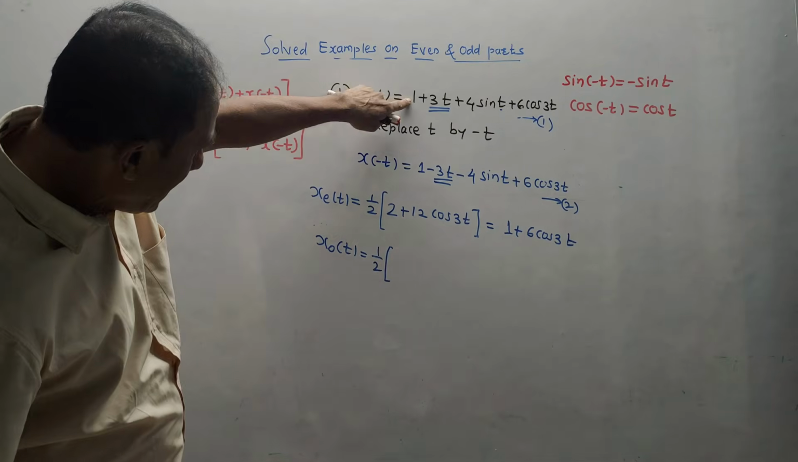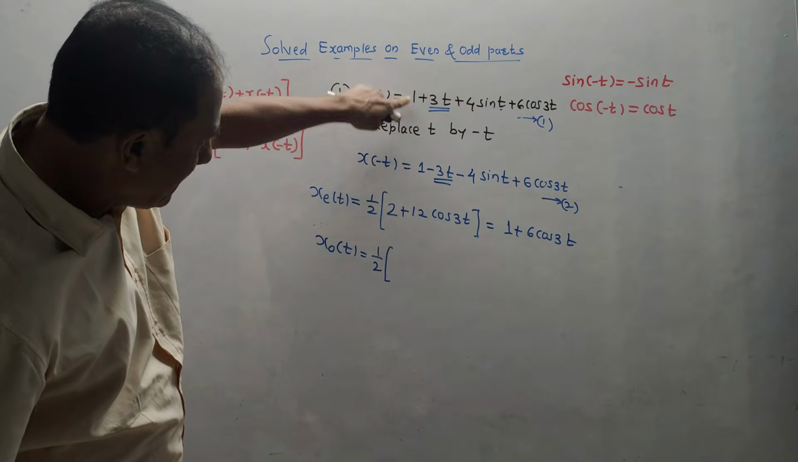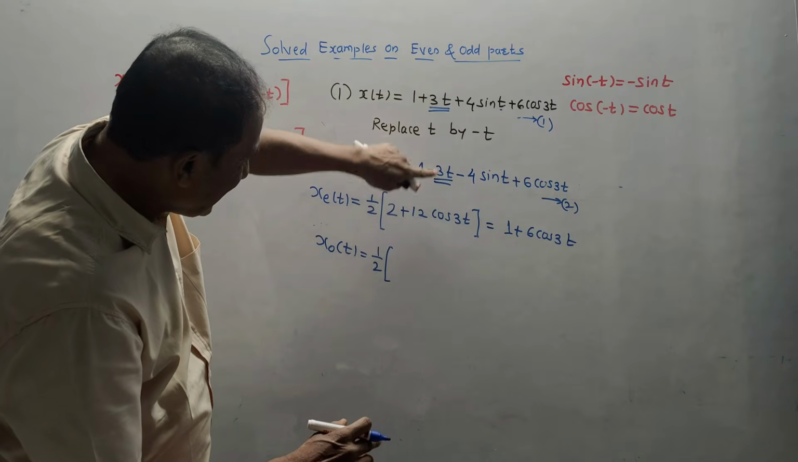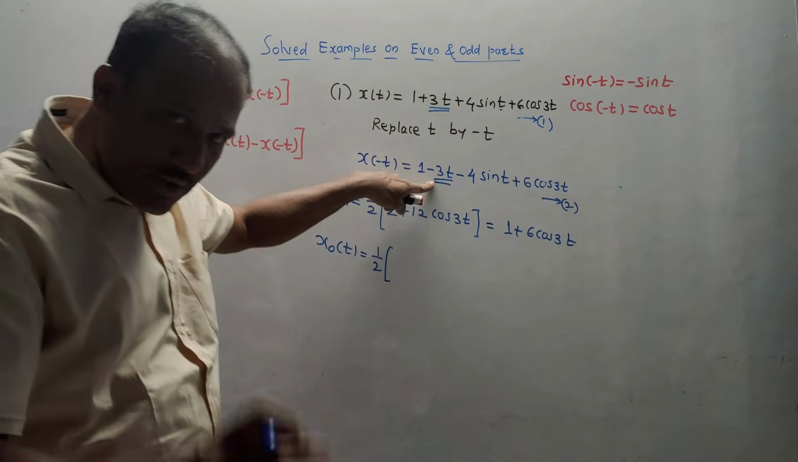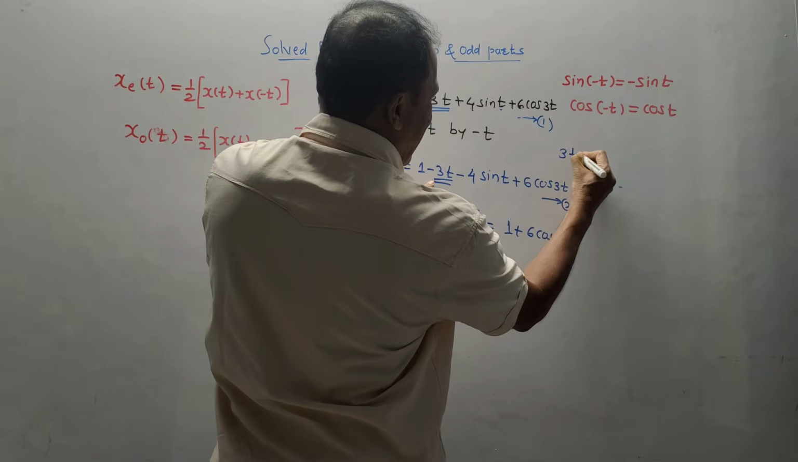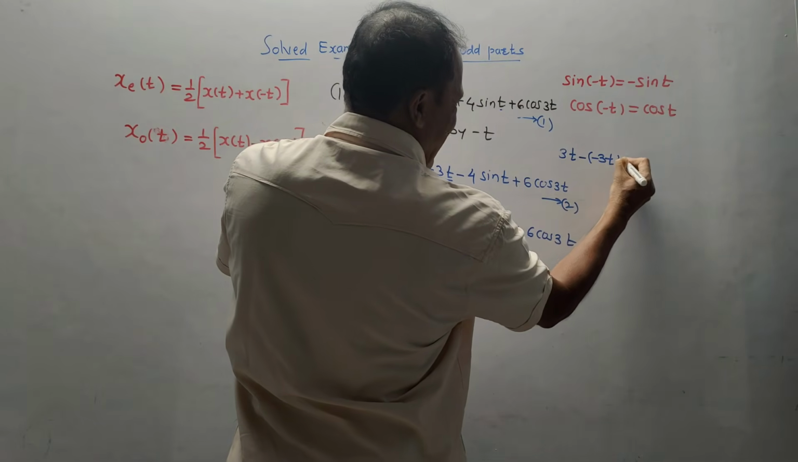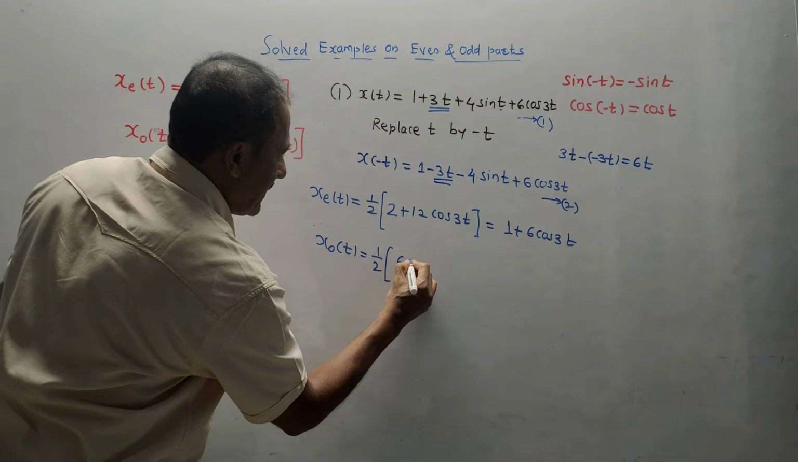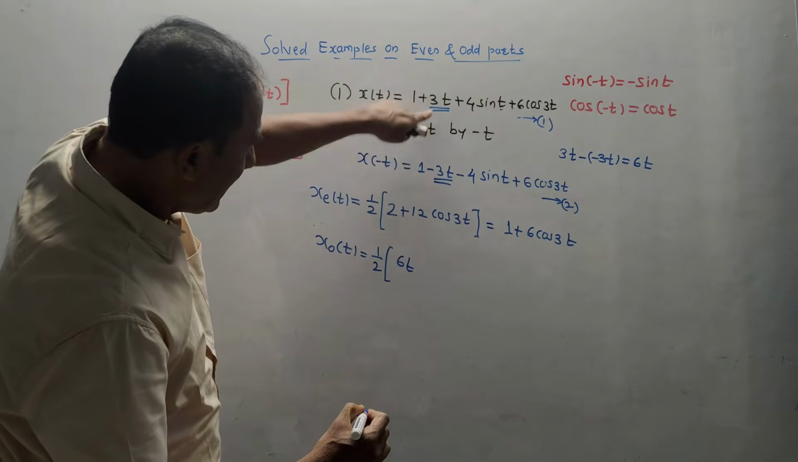So the first term is 1. In equation 2, the first term is 1. 1 minus 1 becomes 0, so I am not writing it. This 3t, second term is minus 3t. Do remember, we are performing subtraction. So it actually becomes 3t minus of minus 3t. So it becomes plus 6t. So this term becomes plus 6t. I am talking about the second term.